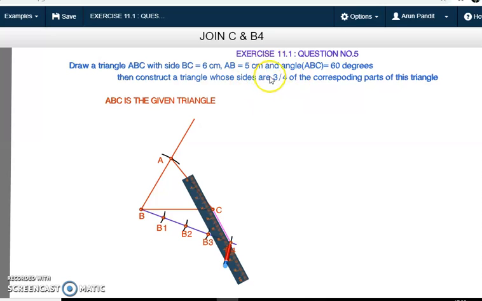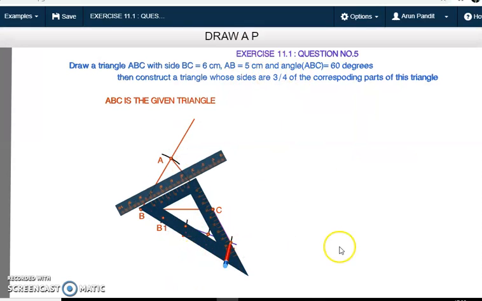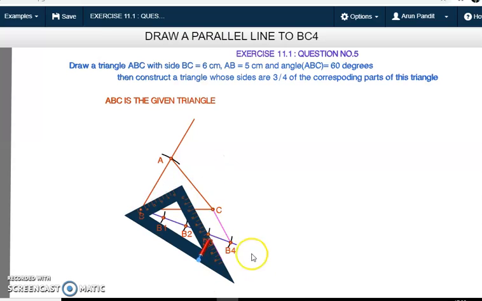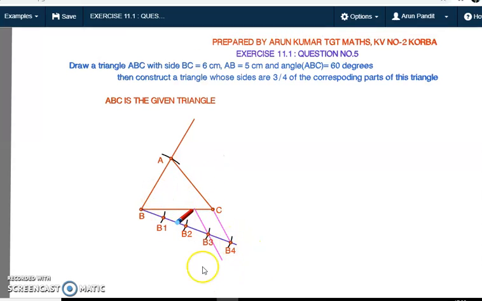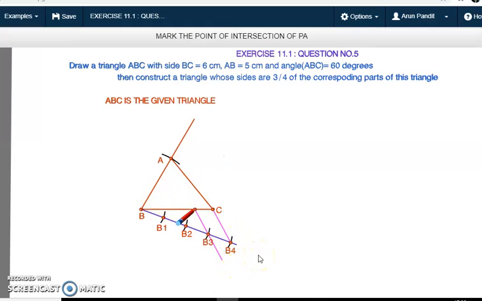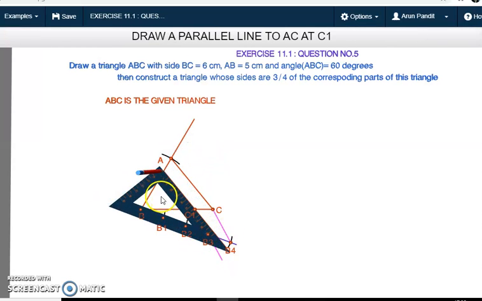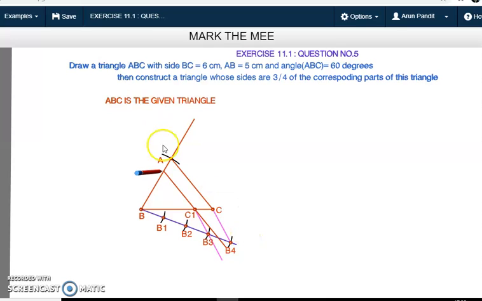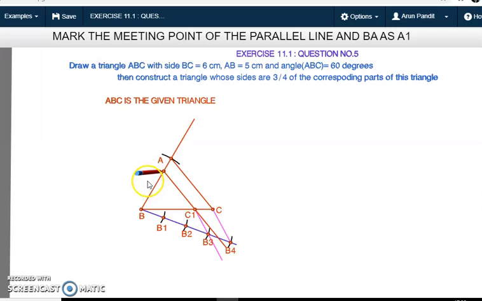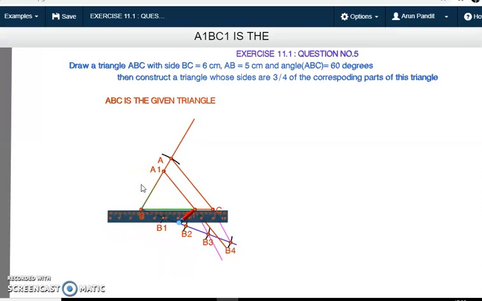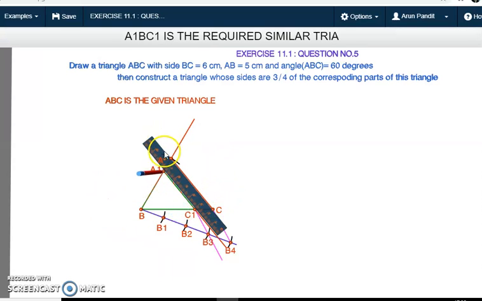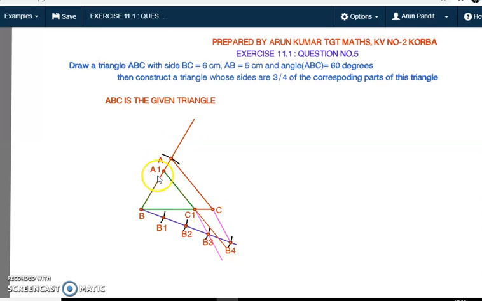Now the numerator is 3, so at point B3 we have to draw a line parallel to B4C, with the help of a set square or a rounder. Similarly, we have to draw a line parallel to AC passing through C1. So this point is A1. Now which similar triangle is constructed? A1BC1, which is similar to triangle ABC in the ratio 3:4.